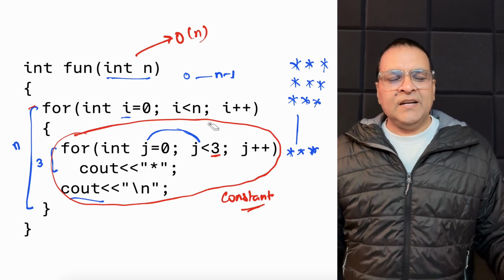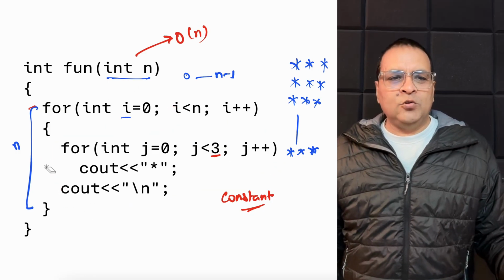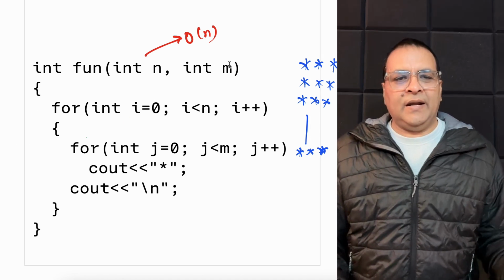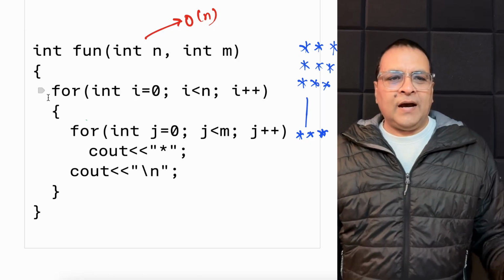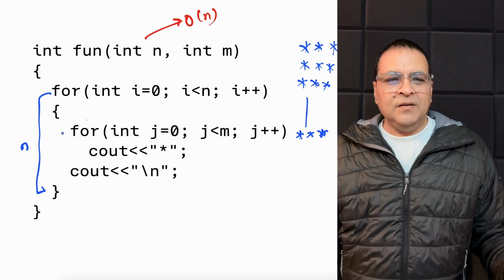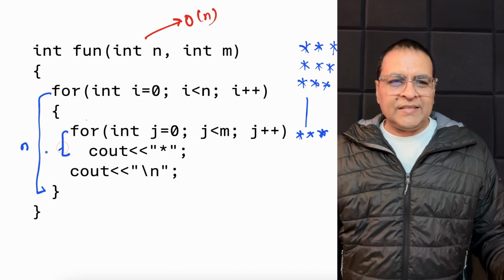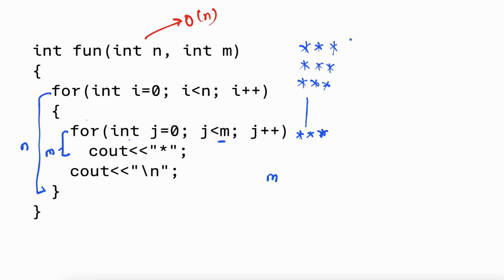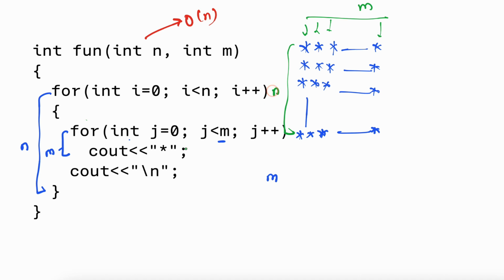If you change this function a little bit, and if you accept 2 parameters, let's say it takes another variable m, and this loop is getting executed m times. For this function, the outer loop still executes n times, but now this inner loop also takes m time because this loop is iterating m times. So we are printing m stars in every line. The number of columns is also variable, and we are printing m such stars, and the number of rows is also variable. We are printing n rows.